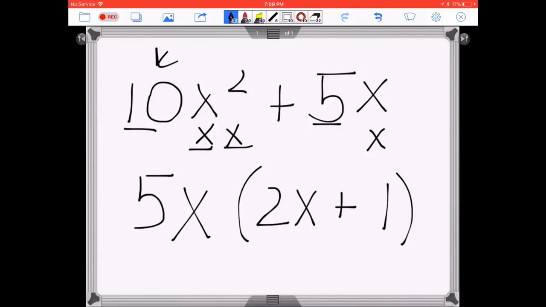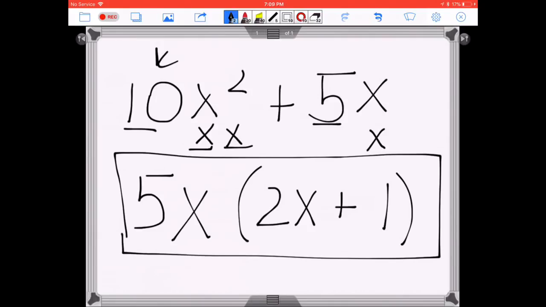So let's distribute and make sure that we still agree that we think this is the answer, but let's double check. Let's distribute. 5x times 2x is 10x squared. That looks good. And 5x times 1 is 5x.